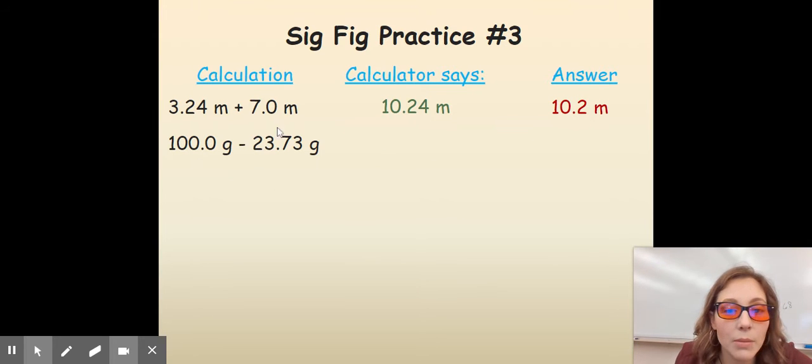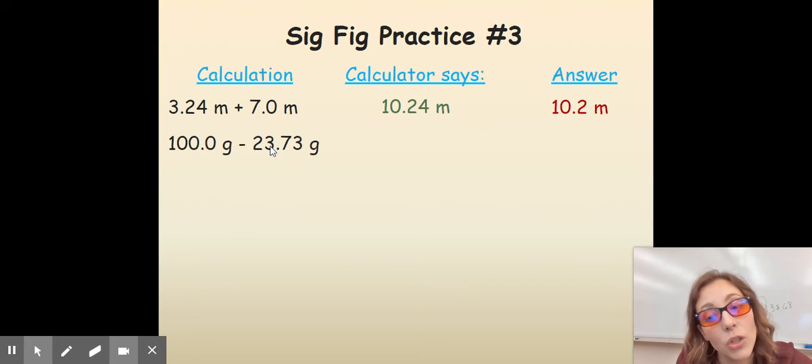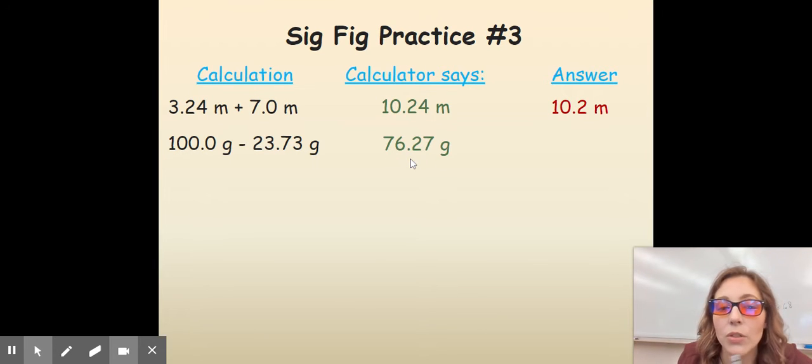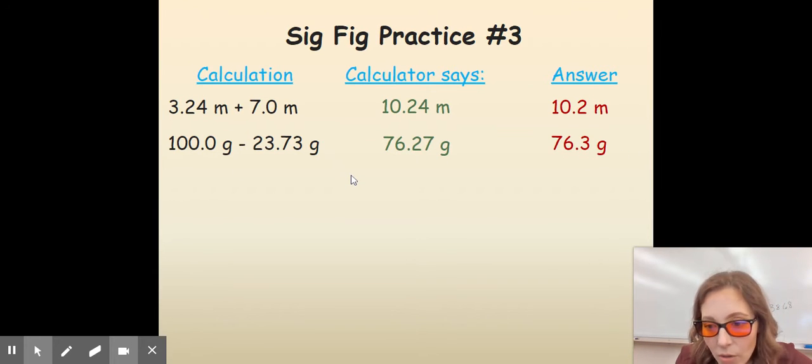Now we're doing subtracting, but still looking at decimal places. So the 100 has 1 decimal place and the 23 has 2 decimal places. So my answer can only have 1 because that's the least precise measurement. So I put that in and the calculator gives me this, and I need to round it to 1 decimal place. So the 7 is going to round the 2 up to a 3, and grams minus grams is just grams.